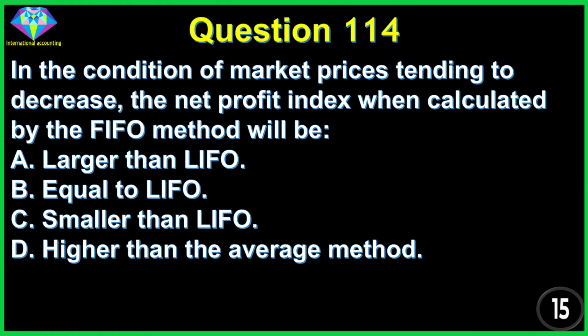In the condition of market prices tending to decrease, the net profit index when calculated by the FIFO method will be A. Larger than LIFO, B. Equal to LIFO, C. Smaller than LIFO, D. Higher than the average method. The answer is C. Smaller than LIFO.